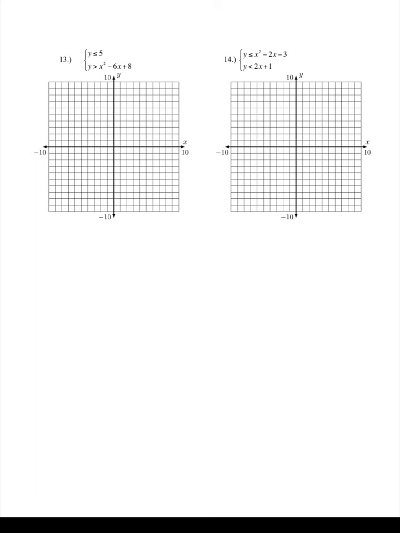Now we've got a straight line and a quadratic, so we're going to do a horizontal line through 5 on the y-axis, solid line, shading down. For the quadratic, we're going to find our intercepts and the axis of symmetry. Y-intercept, remember you can plug in 0, so 0, 8 is going to be our y-intercept.